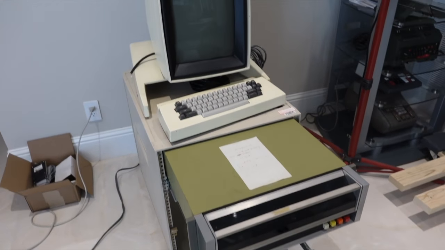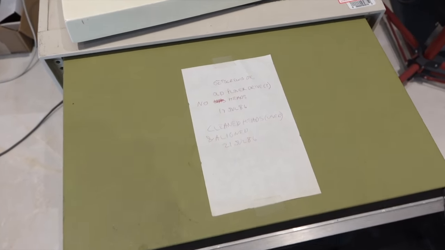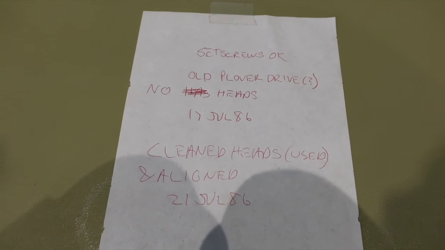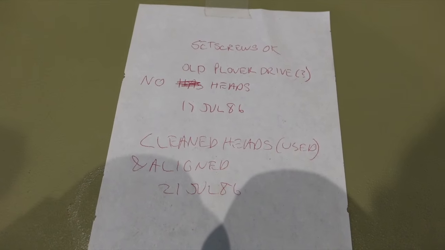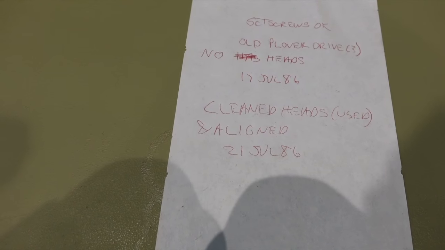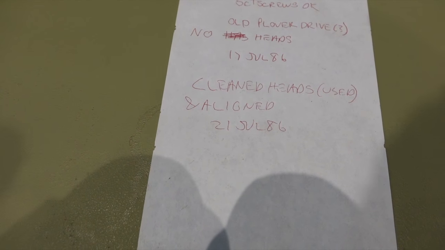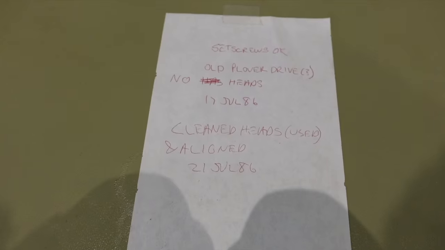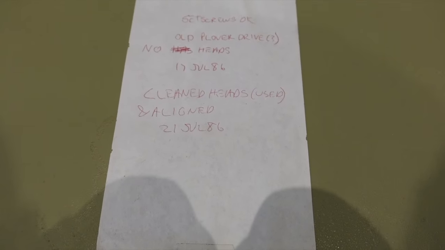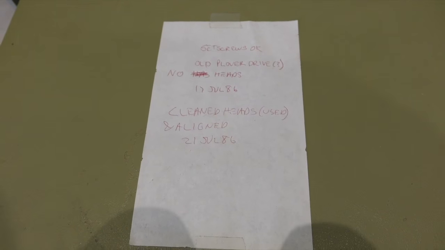Moving on to the disk drive unit. It slides out on its rails. And there is sort of an ominous sign here saying set screws okay. Old Plover drive, whatever that means, no heads, July 86. Clean heads, used, and align 21st July 86. So either it has no heads, or if I read that correctly, it had no heads and somebody put some new ones in and aligned them. Which would be, of course, much better.